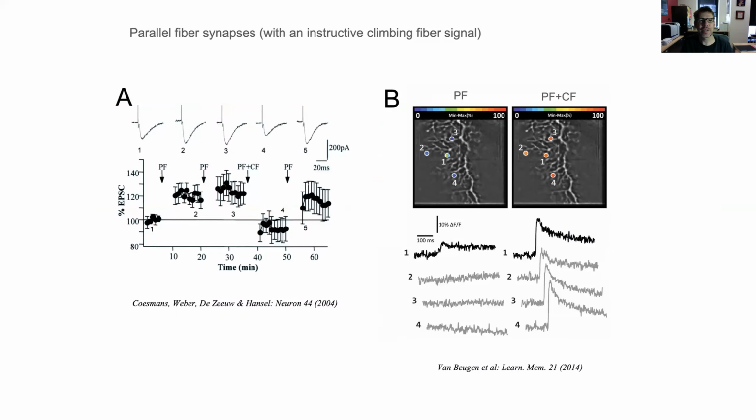Now we are introducing the climbing fiber to it and seeing what they are doing. So as you know from the cerebellar field, climbing fiber co-stimulation leads to depression.